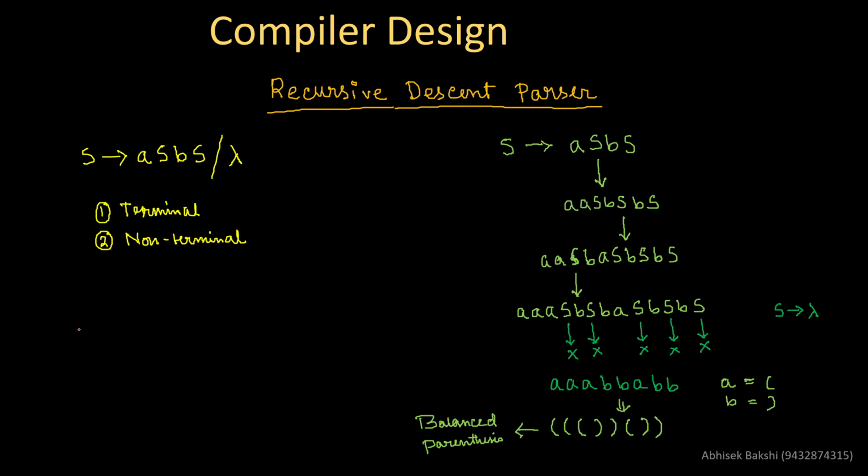So this is a very important point: always remember that in a recursive descent parser, for each and every non-terminal, we write a recursive function.